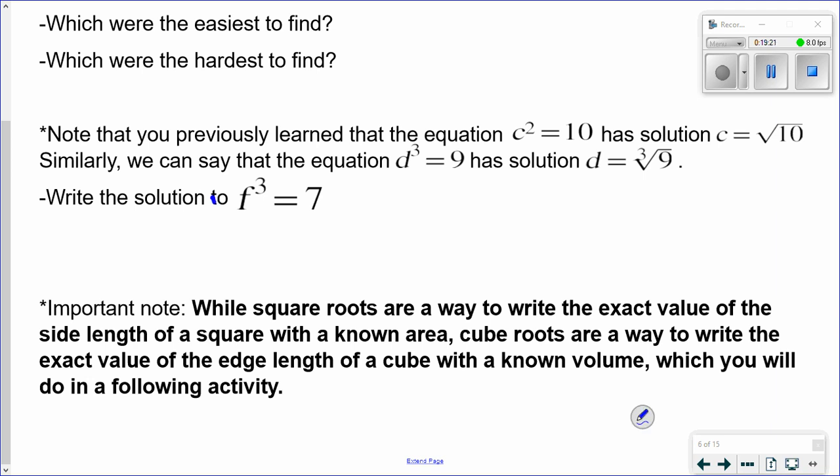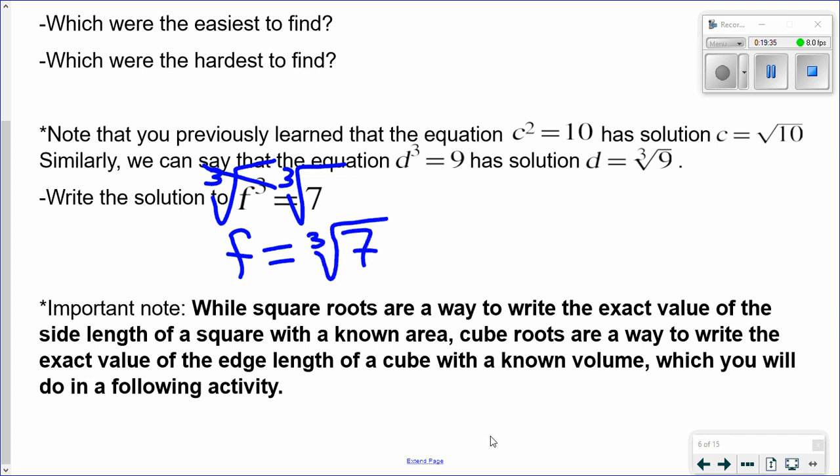So I would go ahead and cube root both sides to undo the cubing on the left, and that's how I get f to equal the cube root of 7. And that's as exact as it's going to get because there's no perfect cube. There's no 3 numbers that I can multiply perfectly together to make 7. So that's when we'd have to do that approximation piece like we did in the last activity.